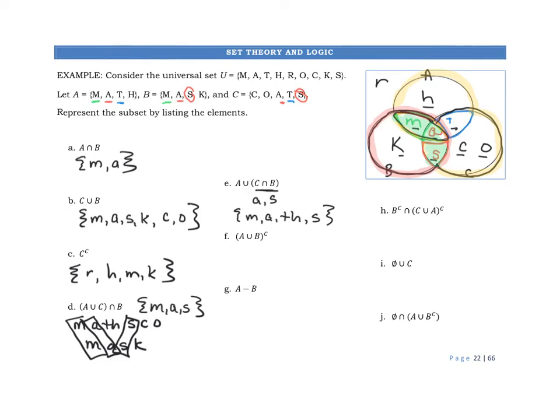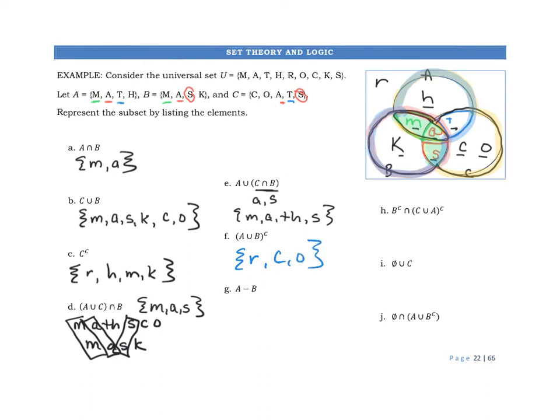All right, now we're looking for the complement of A union B. Well, A union B, let's see if I can get my highlighter, maybe just a different color. So A union B is going to be this region right here. So I want the elements that are not in that region. So don't forget the R, and then we would have the C and the O.